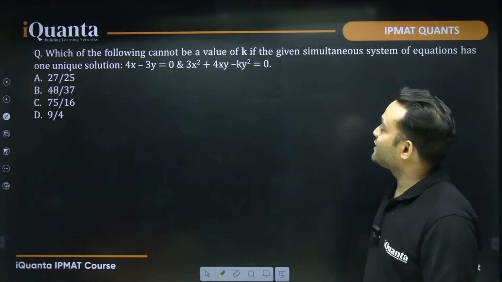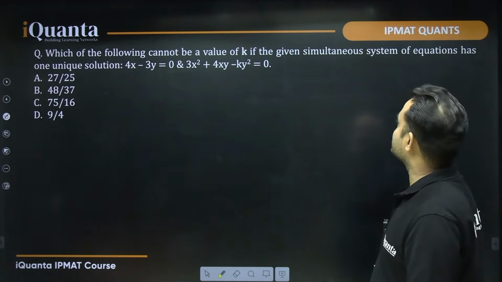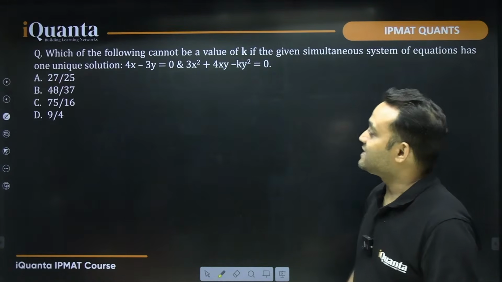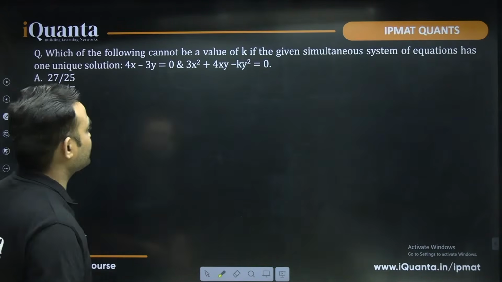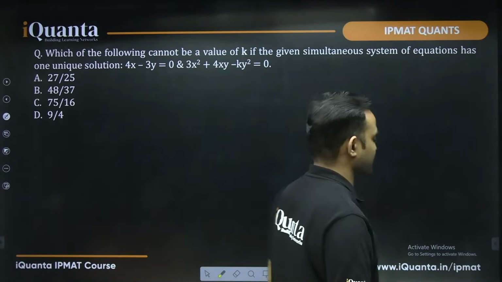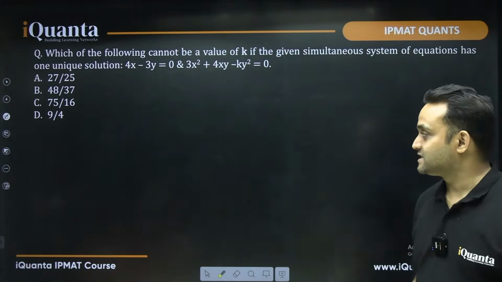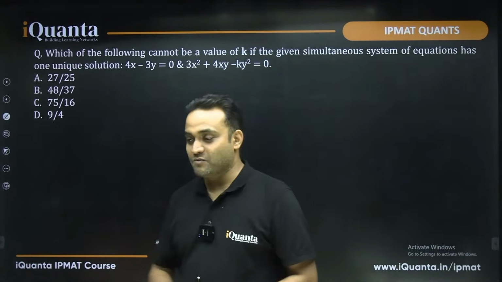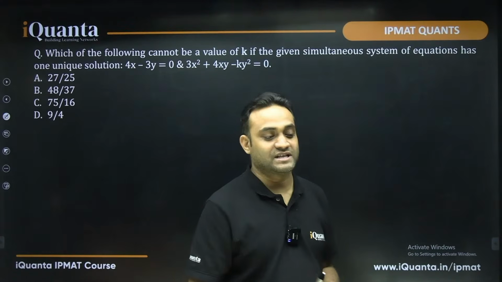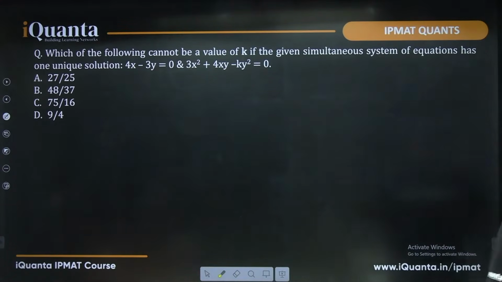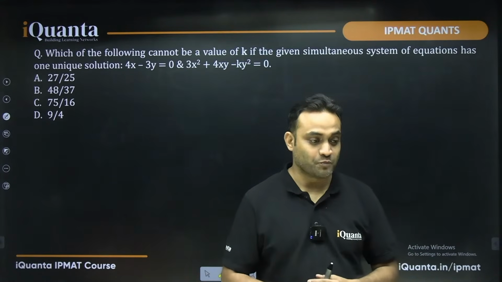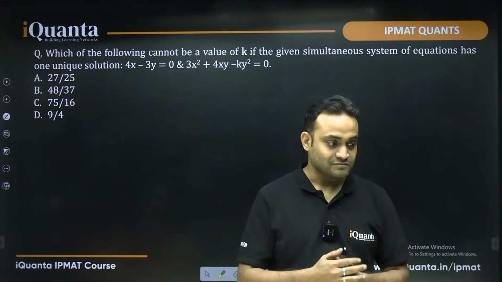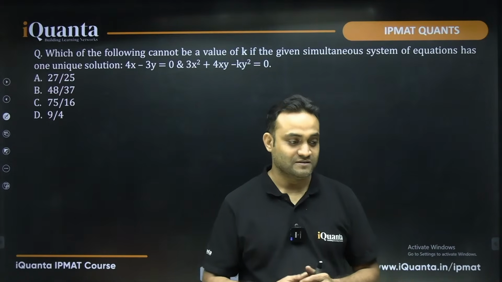Which of the following cannot be a value of k if the given simultaneous system of equations has one unique solution? 4x minus 3y is equal to 0, 3x plus 4y minus ky square is equal to 0. How do we solve this? Today you are going to see some unique questions, okay, that you have never seen, and all the concepts that you have learned, on the basis of that, those questions could be solved. So be alert and try every single question, okay?